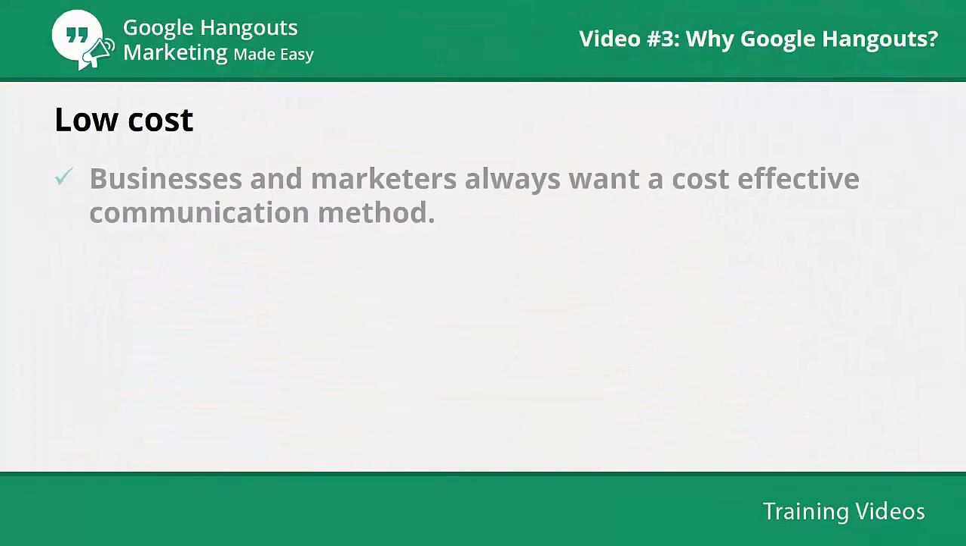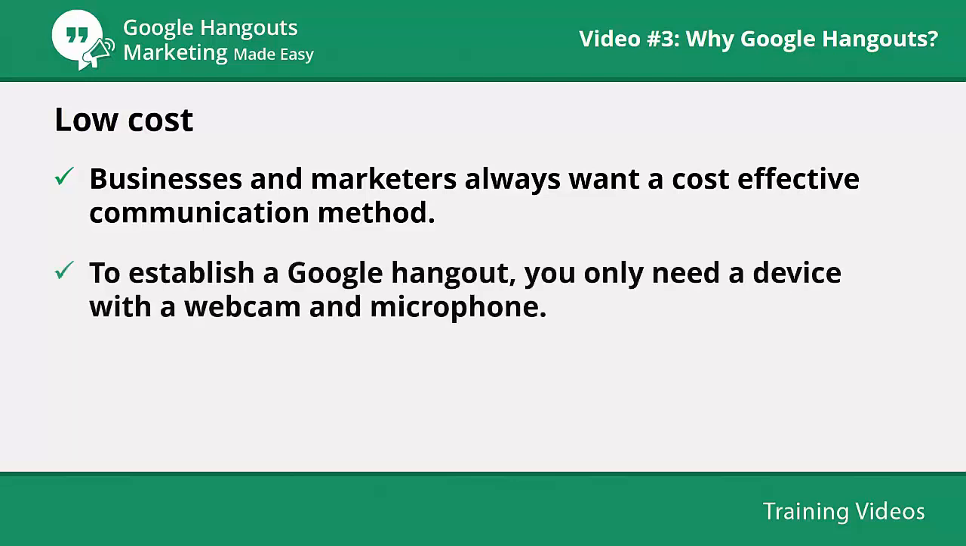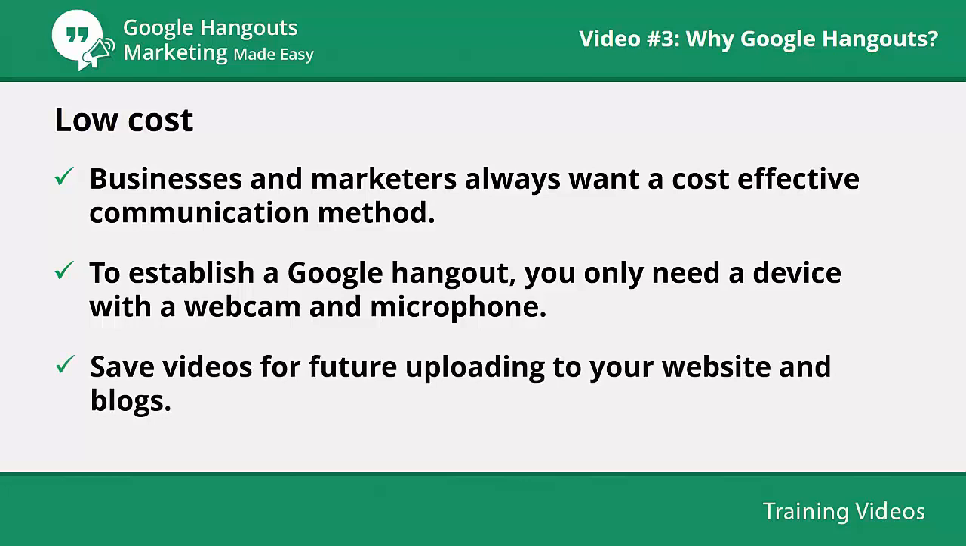Low cost. Businesses and marketers always want a cost-effective communication method for internal meetings and conversations. Google Hangout is a great tool to improve communication internally and externally with employees and clients, respectively, without spending too much money. To establish a Google Hangout, you only need a device with a webcam and microphone. The communication can be one-on-one and one-on-many. Save videos for future uploading to your website and blogs. You can also do text messages and video or audio calls around your Google network without spending too much money. But if you make a call on a mobile network, normal calling charges will be applied.